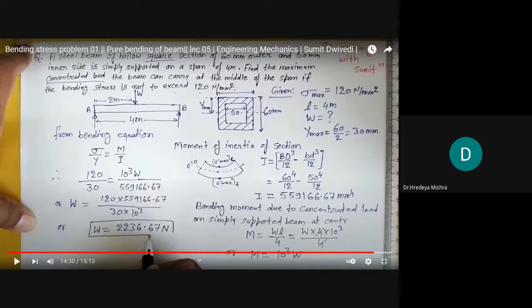So, students, in this problem, we have to find the solution when the maximum allowable bending stress is provided. Then we have to find out the maximum load that can be applied on the beam. So if the maximum stress is 120 Newton per millimeter square, then we have to apply around 2236 Newton on the beam at the center point. Okay, so this is the solution of the given problem.